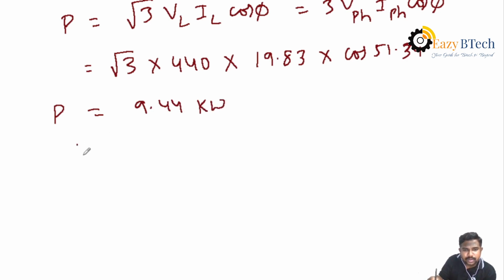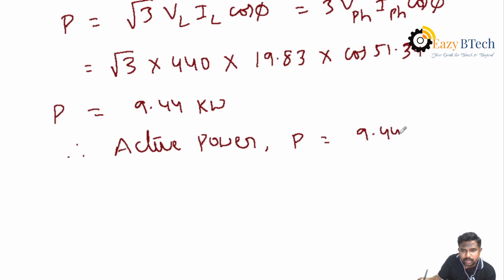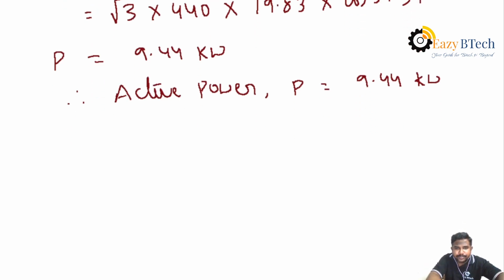Therefore, for every problem you have to find out the final value. Active power P equal to 9.44 kilowatts. Okay, this is the formula for the active power. Remember, the formula is root 3 VL into IL into cos phi in the form of line values, or in the form of phase values, 3 into VPH into IPH into cos phi. So that is the formula for active power.